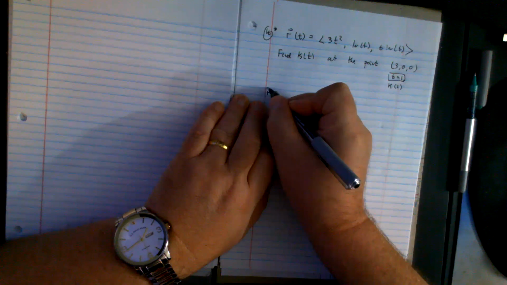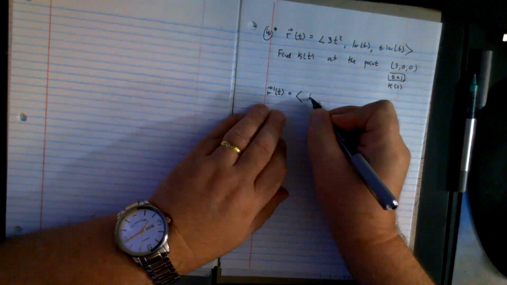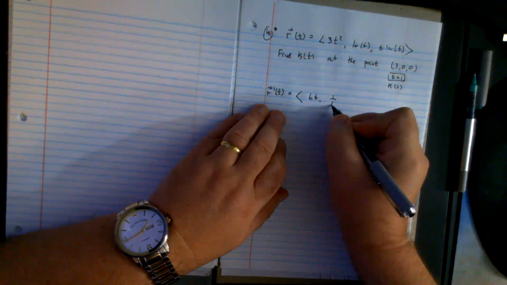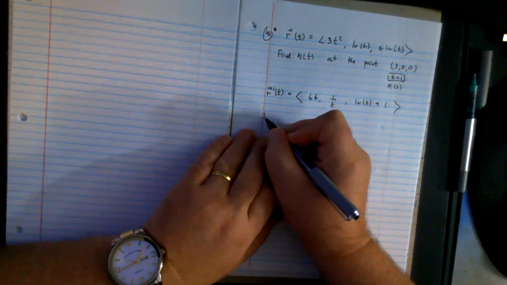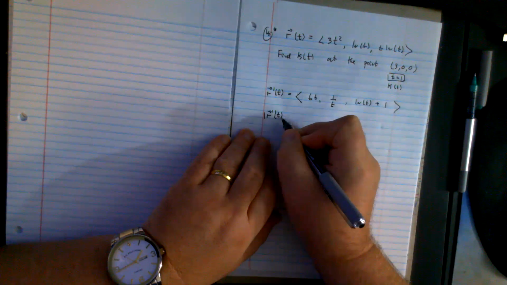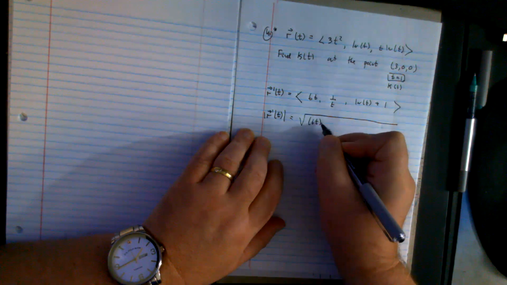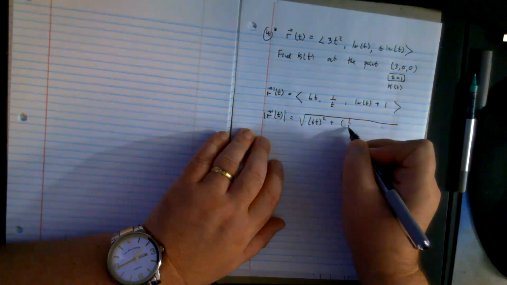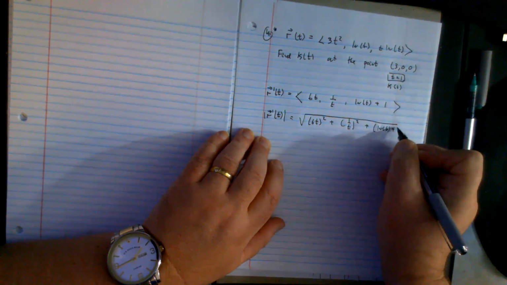So we're going to start by getting the first derivative. 6t, 1 over t. And this guy's going to be a product rule, so it's going to be log of t plus 1. Now the magnitude of this vector is going to be 6t squared plus 1 over t squared plus the natural log of t plus 1 squared.